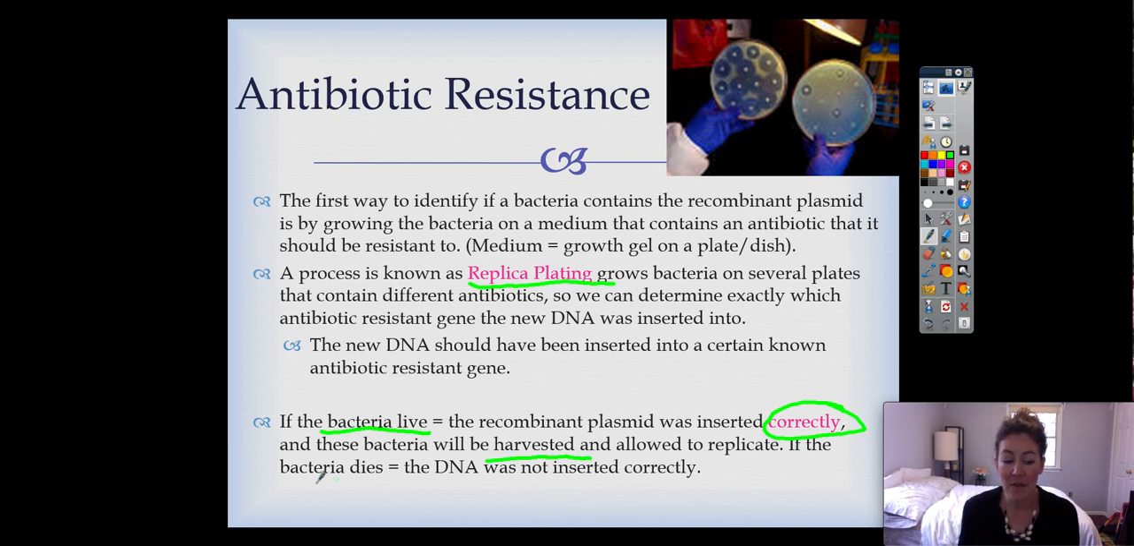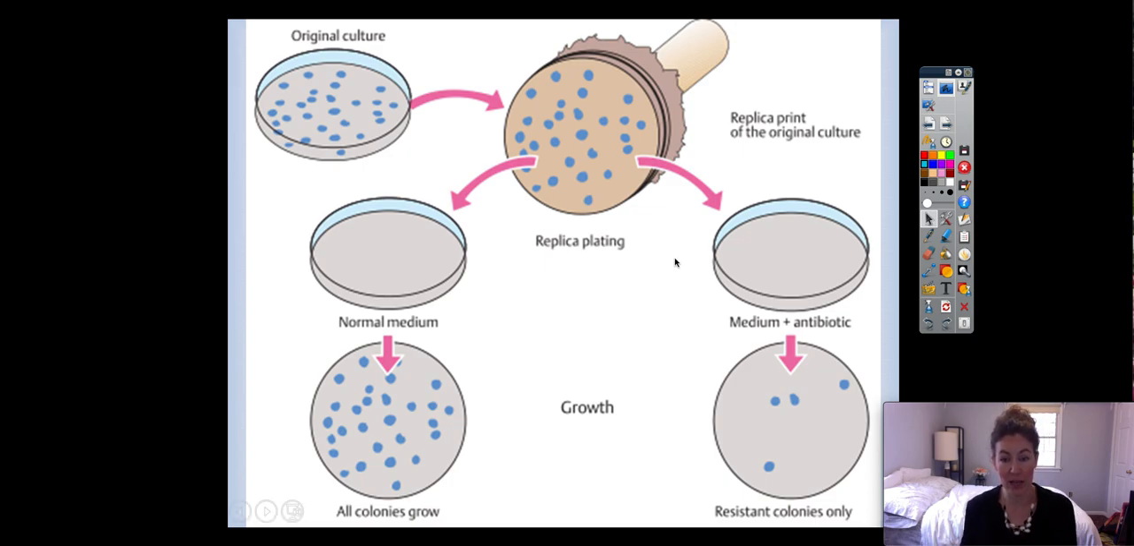And again, if the bacteria dies, meaning this plate over here, where we'd see a couple tiny little colonies, but not much, you know that the DNA was not inserted correctly because those bacteria were no longer resistant. Hope that helps with our first type. Next slide is a picture of replica plating.